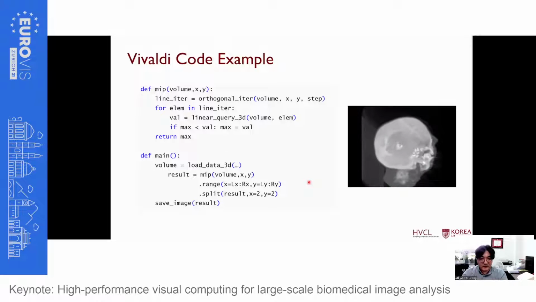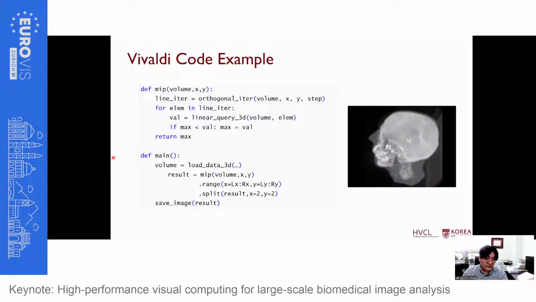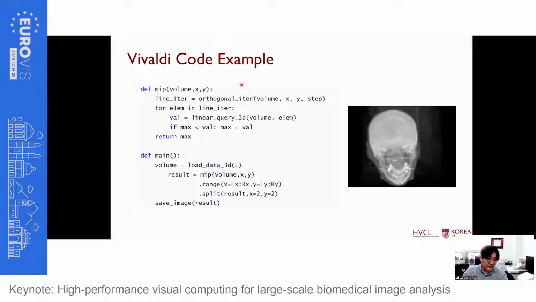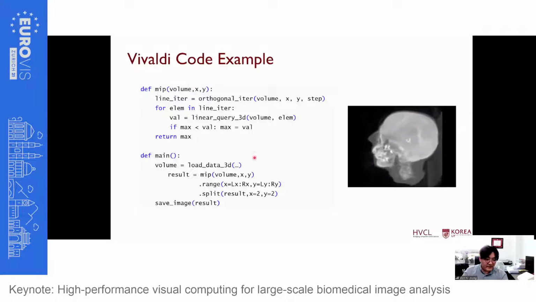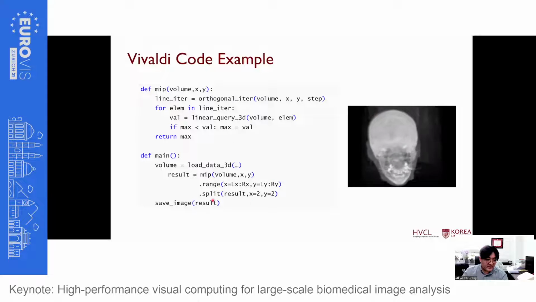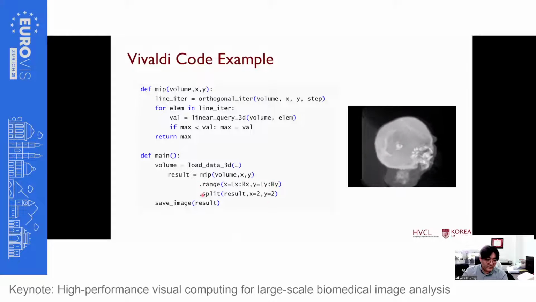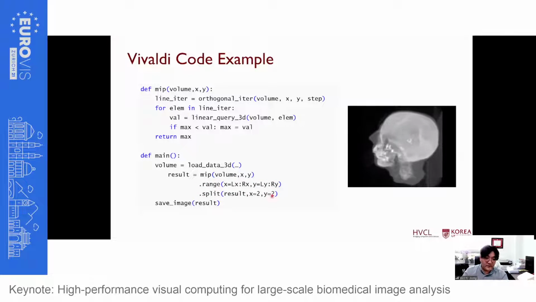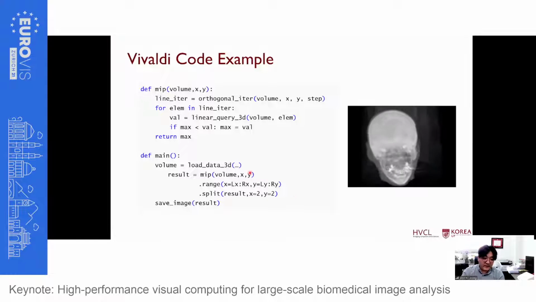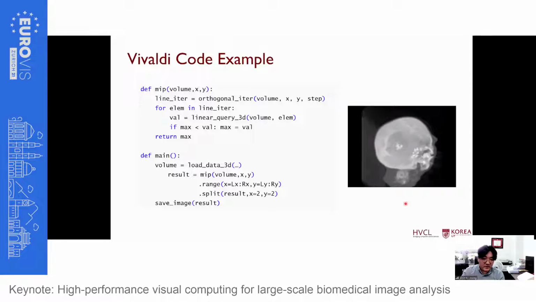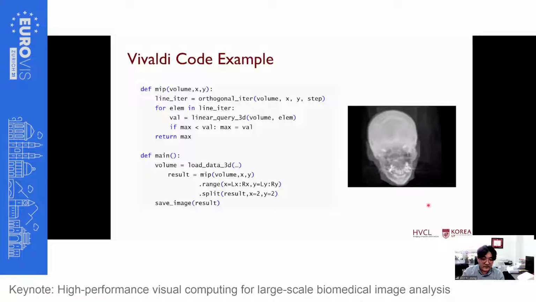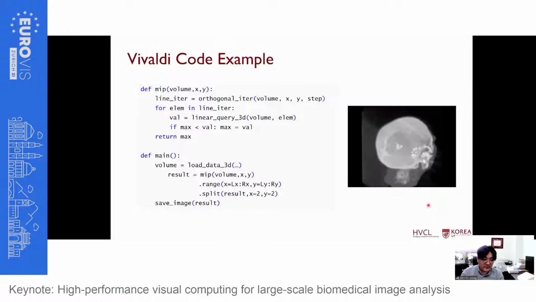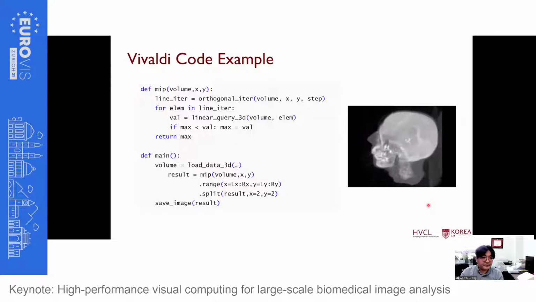This is an example of the Vivaldi code, which is very similar to Python. Actually, we just copied the Python context grammar, except for a few special cases like this. So we introduced a very special grammar here so that we can extend Python. This is the actual image generated by this code. With only a few lines of code, we can generate a maximum intensity projection volume rendering like this.